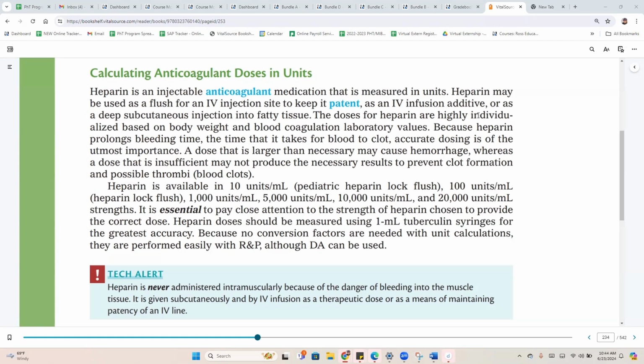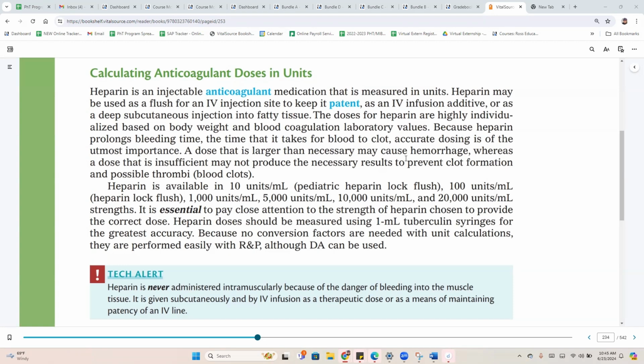Heparin doses should be measured using 1 ml tuberculin syringes for the greatest accuracy. Because no conversion factors are needed with unit calculations, they are performed easily with ratio and proportions. And then DA can be used. However, just a reminder, we don't teach that in this program. So if you understand dimensional analysis and figuring out these problems, then that's awesome, and I hope you get the right answers. But through our lectures and in the program, we'll be using only ratio and proportion.